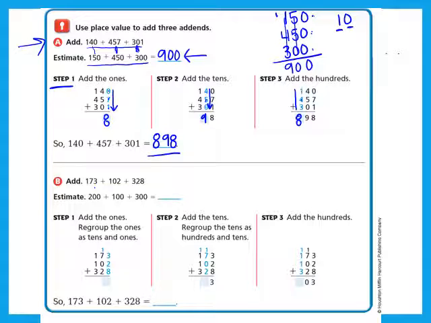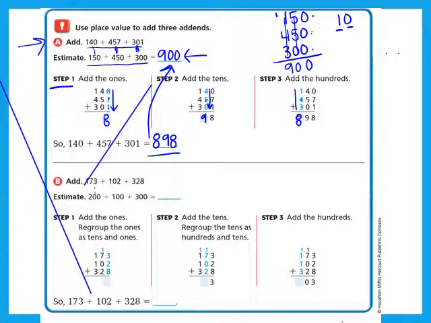I know that is a reasonable answer because it is close to my estimate that I got, and that was 900. And I would say that 898 and 900 are very close, so that would be a reasonable estimate there.